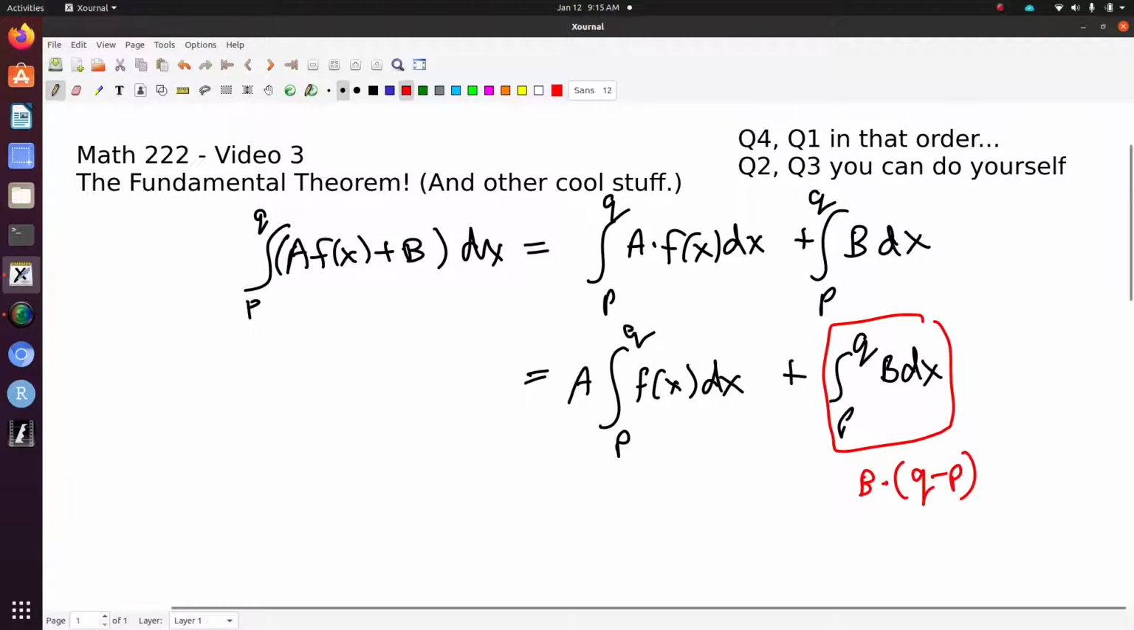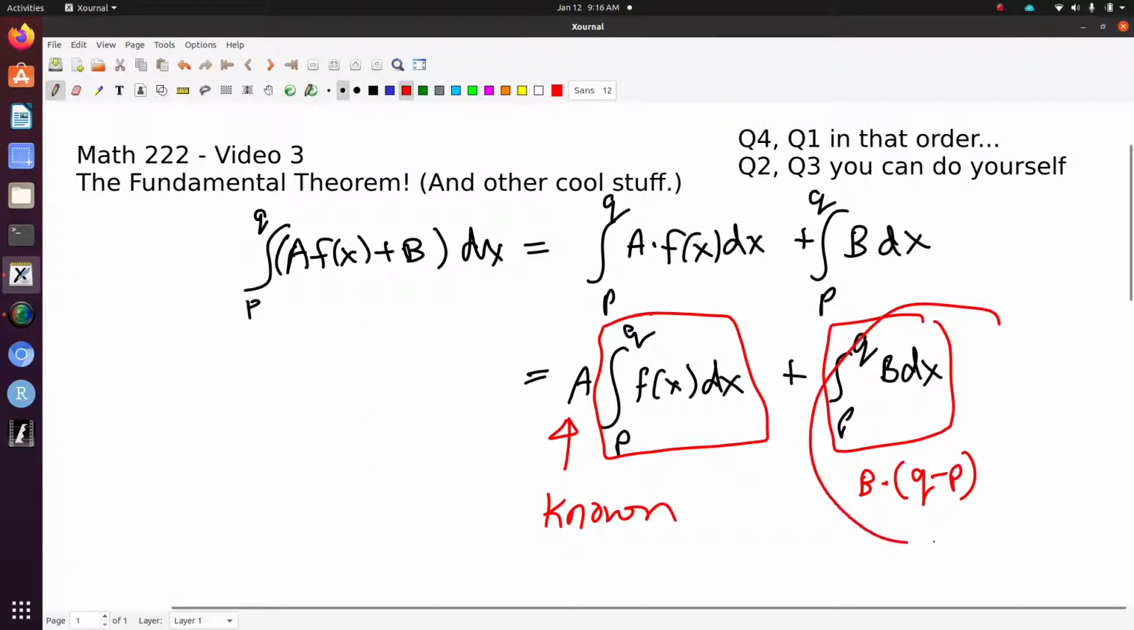Okay, so that you can calculate. So when you're done, all you have is this as a variable. So the a is known, and this whole mess is known. So this becomes your variable that you solve for. Okay, so that's the structure of that question.